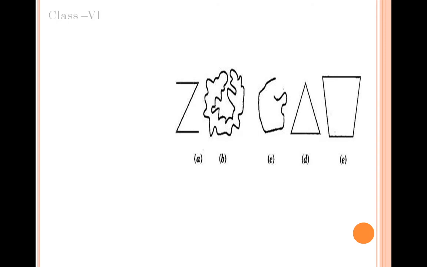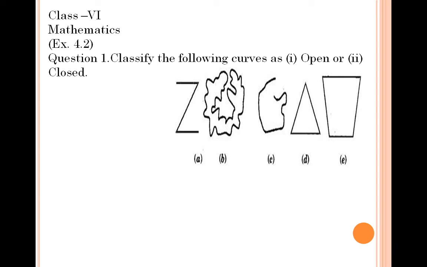Now we will start to solve our exercise 4.2. Now look at this picture. There are 5 diagrams. And the question is, classify the following curves as open or closed. It is very simple, dear students, and you can easily give me the answer. But listen carefully, watch this video carefully, and afterwards you can solve this exercise in your notebook.